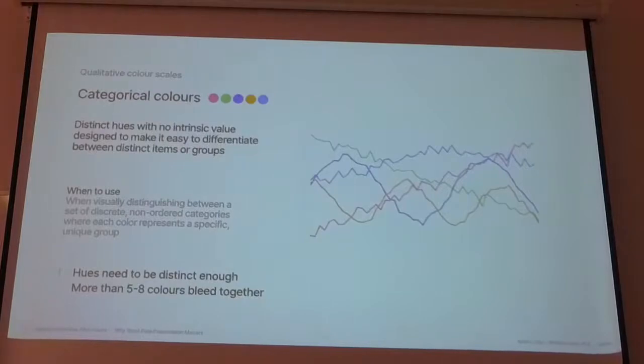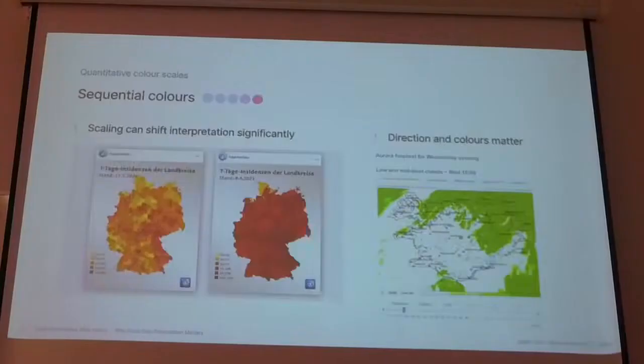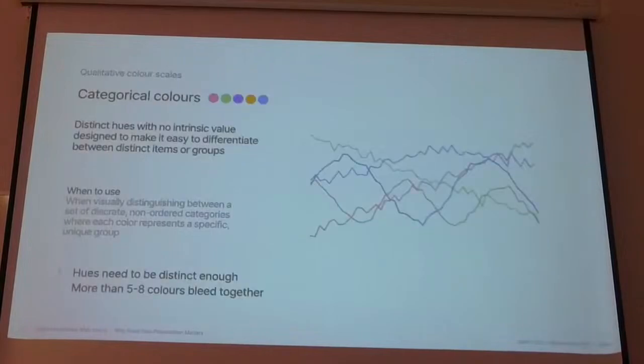But here, of course, is the danger that hues should be distinct enough that you can see the differences. It's also recommended that you do not use more than 5 to 8 colors before they start bleeding together in sequential colors, even though this may look nice. But then this really bleeds together and it's hard to see what line means what.